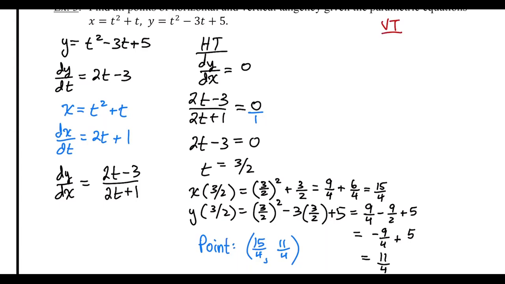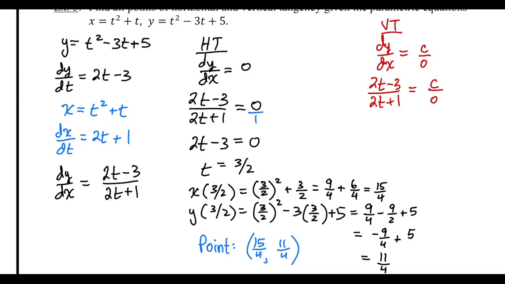All right, for vertical tangent, we want dy/dx to be undefined. You could write undefined in a variety of different ways. The way that most people choose to do it is some constant over 0. You could even make it just 1/0. So (2t minus 3) over (2t plus 1) would be equal to some constant c over 0.